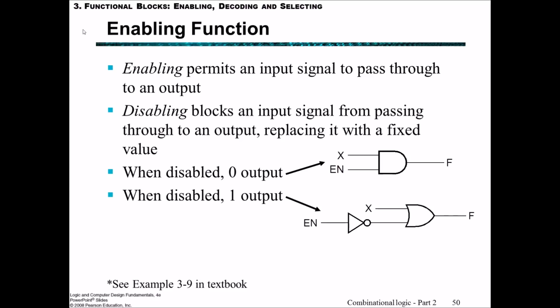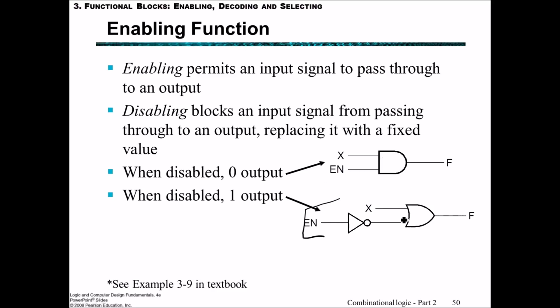In this slide, we'll have a look at the enabling and disabling functions as a circuit to hopefully make it a bit clearer. Enabling permits an input signal to pass through to an output, and that can be seen here in the first circuit where we have a variable x coming in and enable. If we were enabling, we would have this input enable be 1, and then the output is going to be the same value as x. So if we get x equaling 1, then we have f equaling 1. And if we have x equaling 0, then we have f equaling 0.